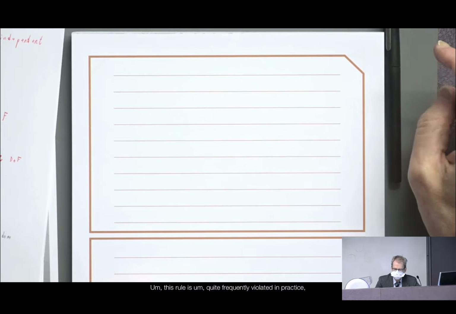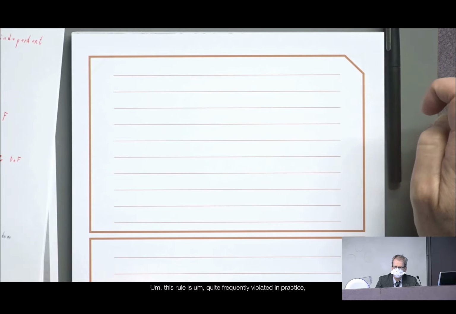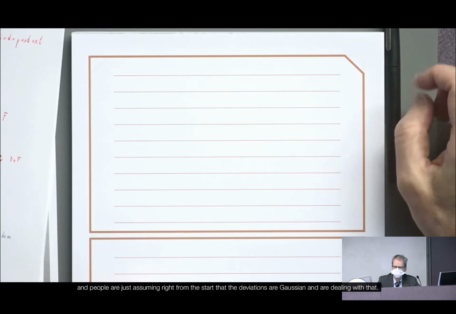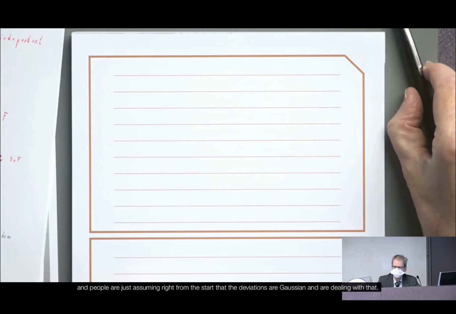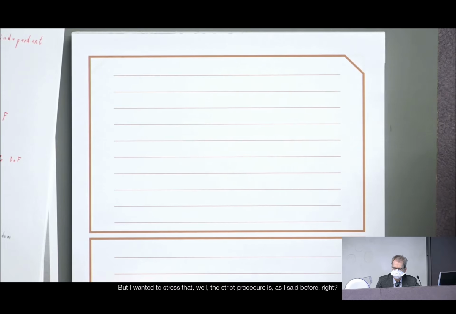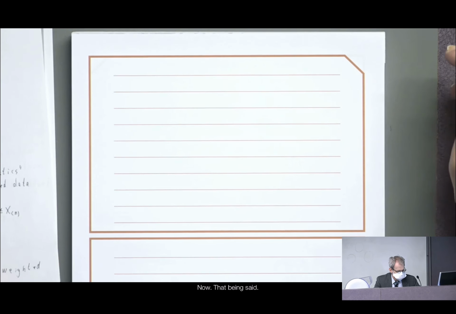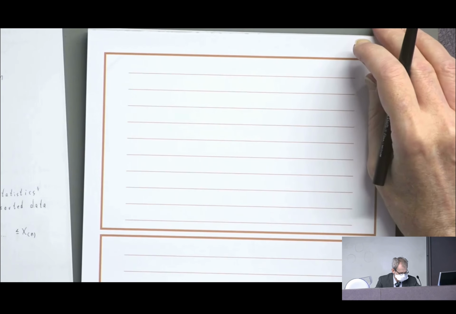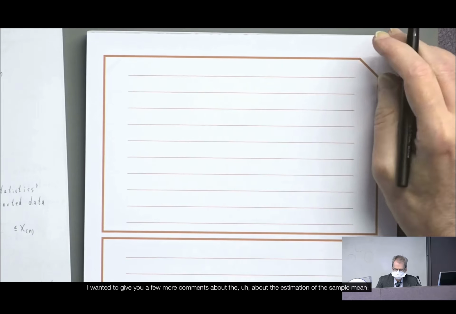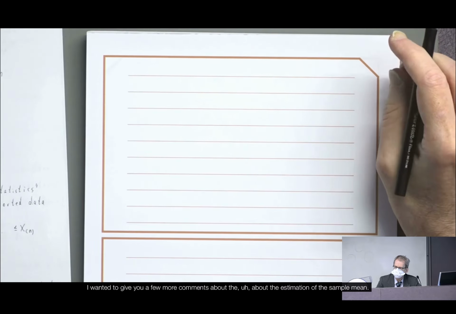This rule is quite frequently violated in practice, and people are just assuming right from the start that the deviations are Gaussian and dealing with that. But I wanted to stress that the strict procedure is, as I said before, right? Test first for Gaussianity, and then proceed accordingly with the confidence intervals. Now, that being said, I wanted to give you a few more comments about the estimation of the sample mean.